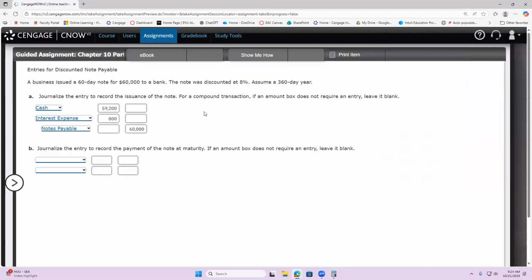So all a discounted note does is they take the interest out up front. They pay you 59,200, and then when it's mature or due, you pay them $60,000 back. So when you're doing a problem like this, you have to look and say, is it a discounted note? It'll say the word discounted in there. And if it is, you're doing the interest up front. And if it's not a discounted note, then you don't do the interest until the payment. That's all. Okay. So when we pay it back, then we just do notes payable going down, or being debited, $60,000.